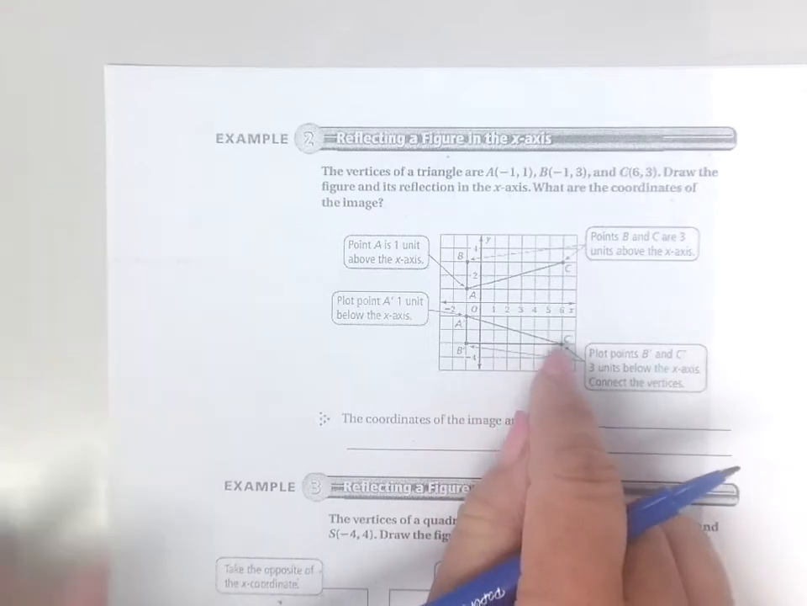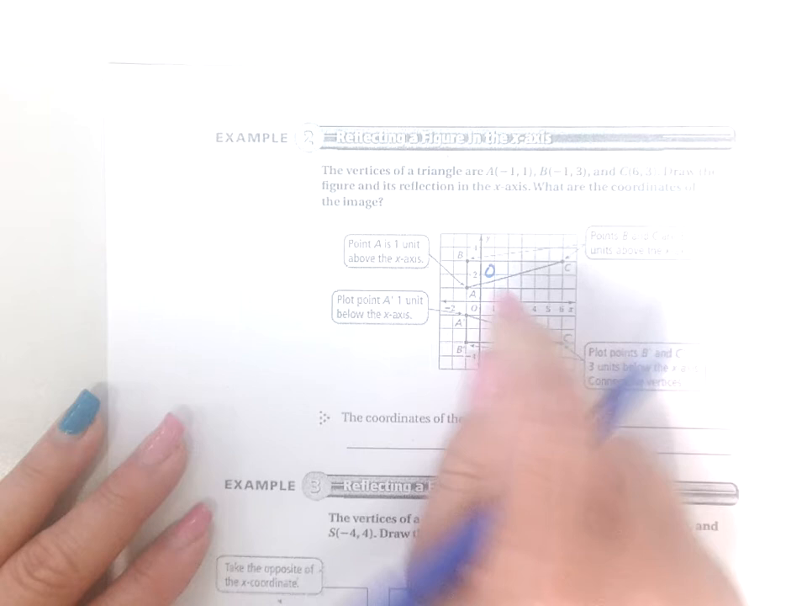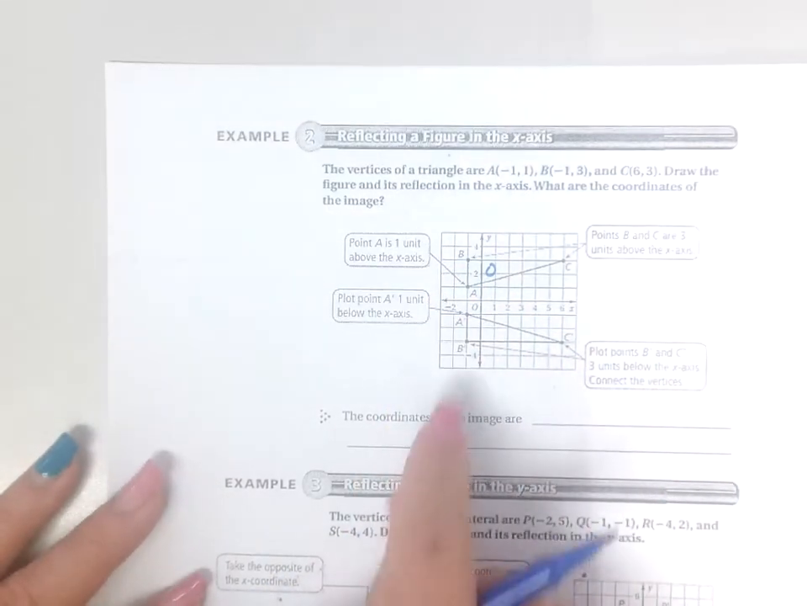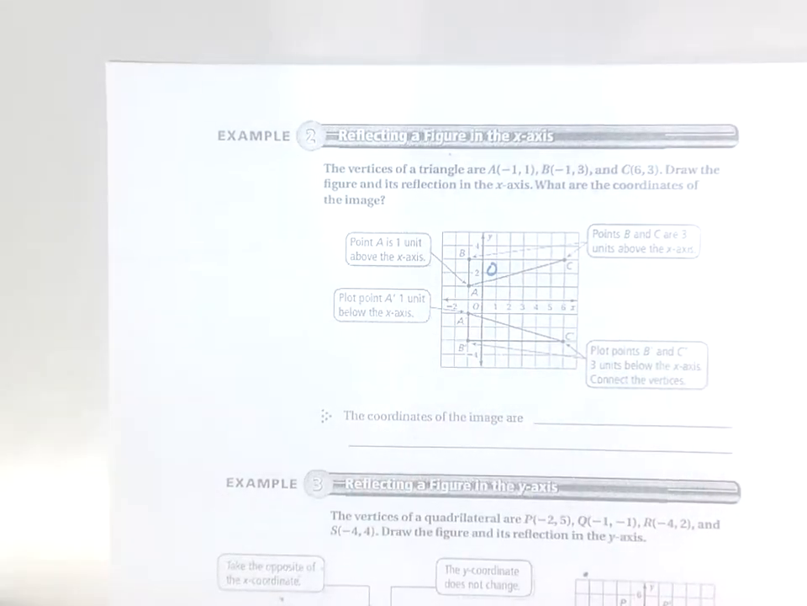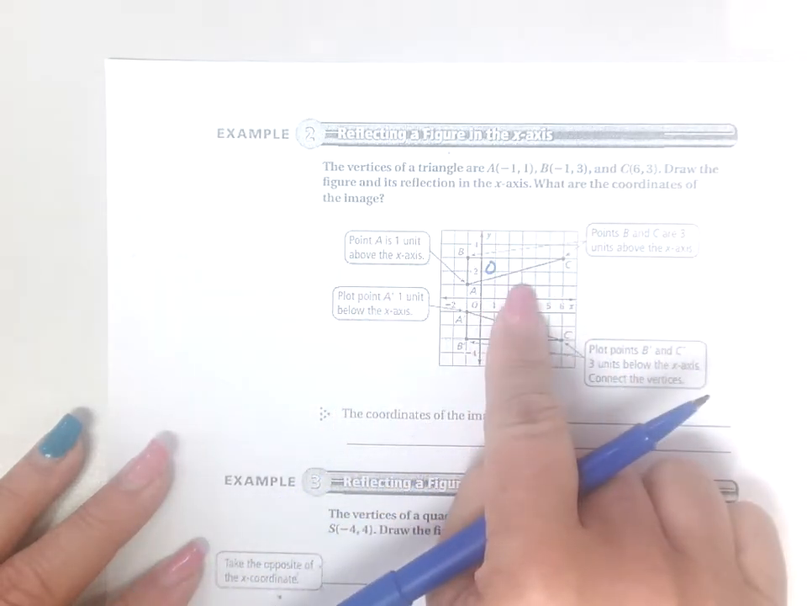So we have a picture here. Remember, the original one is the one without the little apostrophes. The image has the little apostrophes. Okay, so it says here are the vertices of a triangle right here. We're going to draw the figure, reflect it in the x-axis. What are the coordinates of the image?